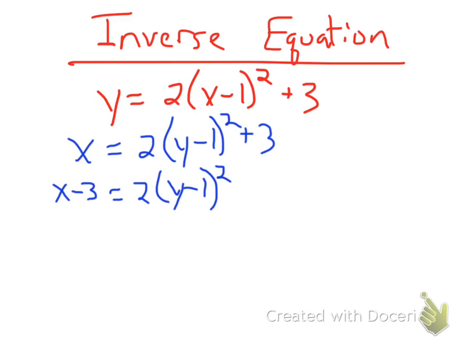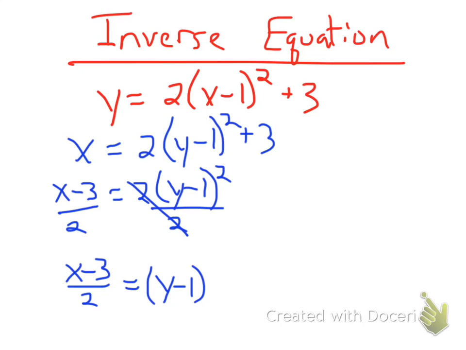The next thing I need to do is take care of the 2 that is being multiplied to the set of parentheses. To get rid of that and to undo that process, I'm going to divide both sides by 2. When I divide both sides by 2, it cancels out from the right side, and those reduce down to 1. And now I have x minus 3 over 2 on my left equals quantity y minus 1 squared.